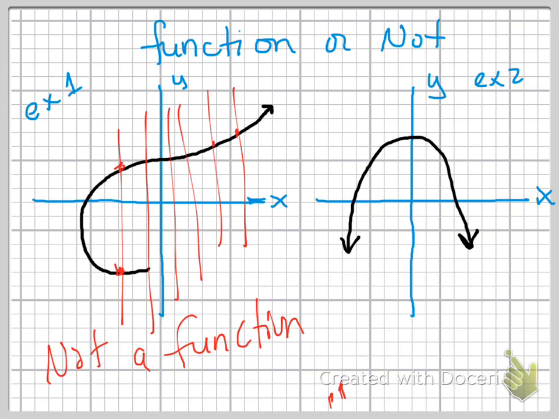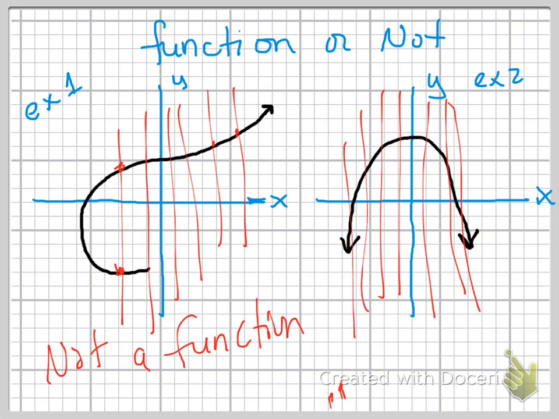Alright, so let's try this one. If I drew my line straight down, would this touch it more than once? And you can see it does not. So this is a function. Whenever you have a graph, you just do the vertical line test. If you draw a vertical line, that means a line going straight up or down, and it touches the line in the graph more than once, it is not a function.